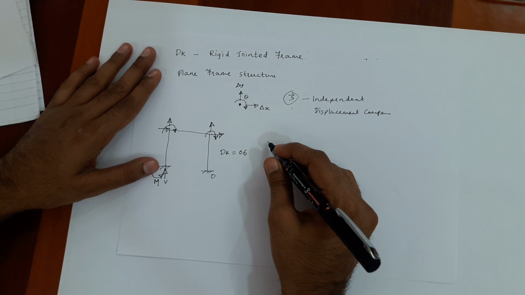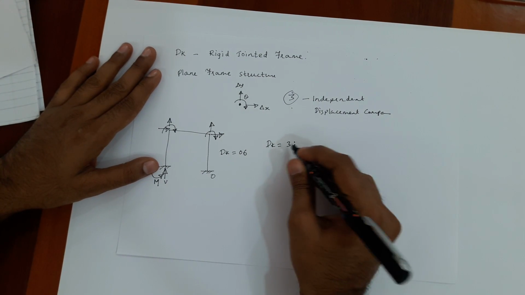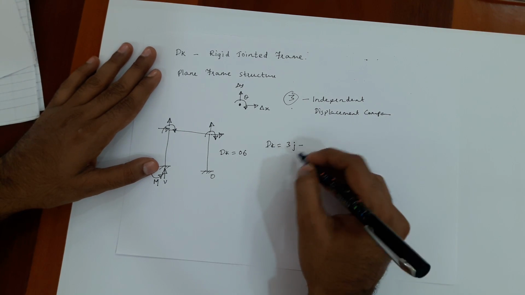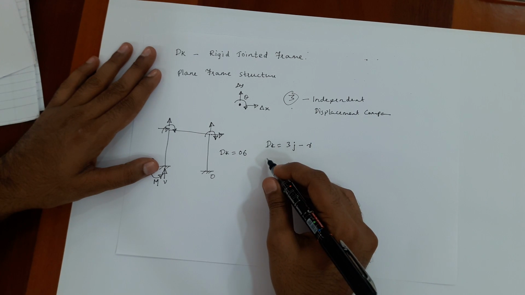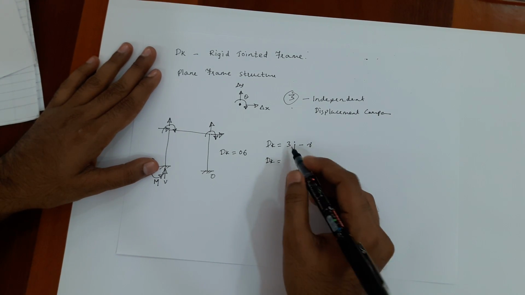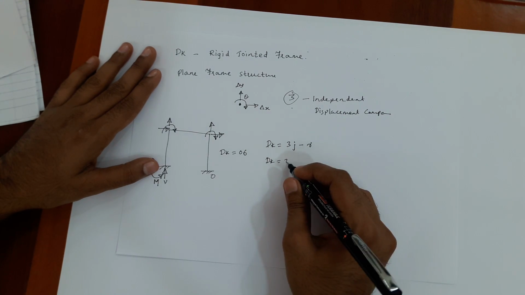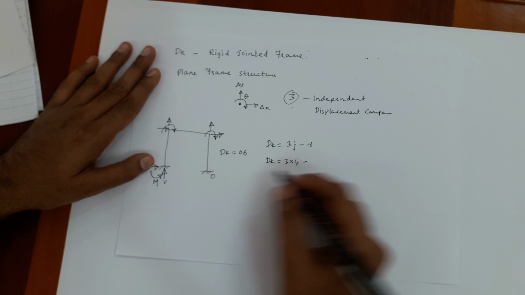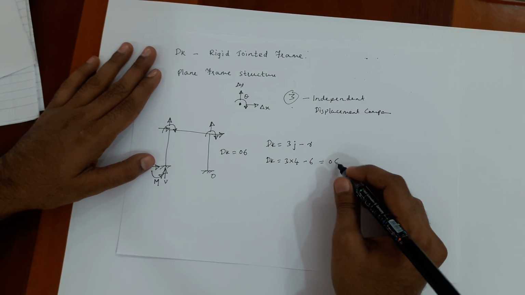We can have the formula: Dk equals 3 times the number of joints minus R. Each joint has three independent displacement components, and those displacements are resisted by the reactions, where R is the number of reactions. Count the number of joints. Here the number of joints is 4. So 3 into 4 minus the number of reactions, 3 plus 3, 6. So you will get 6.